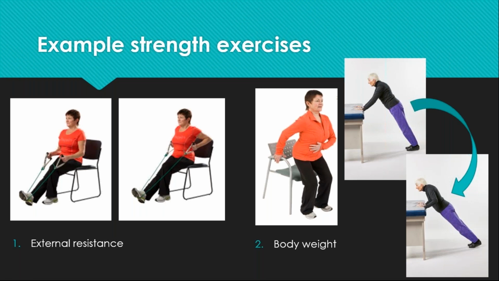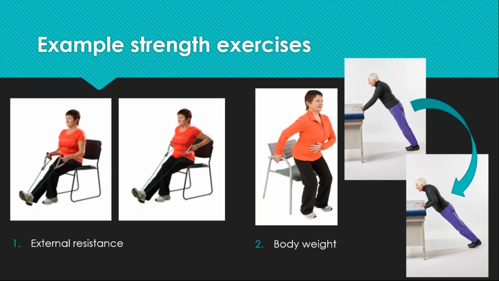So here's some example strength exercises for you. On the left-hand side, we have an example of them working against external resistance. So this is a seated row with a TheraBand, or using body weight, like on the right.